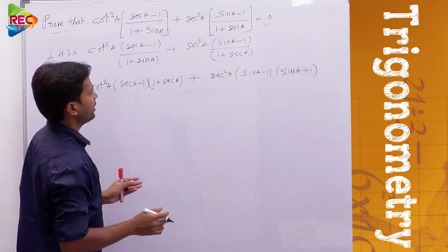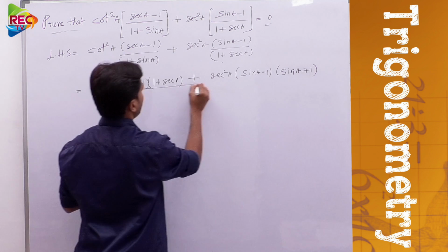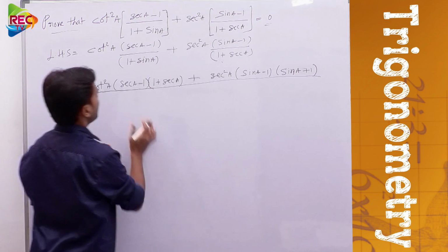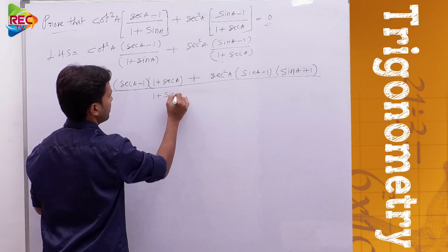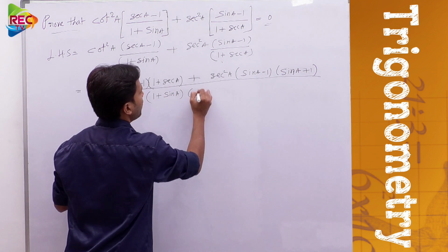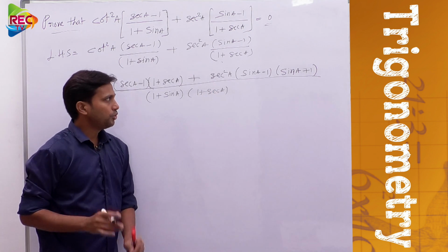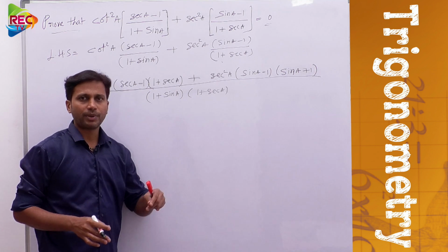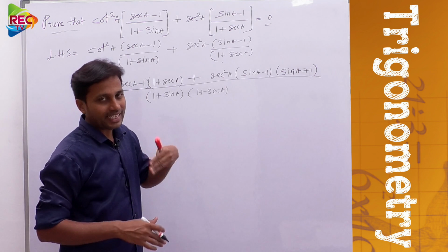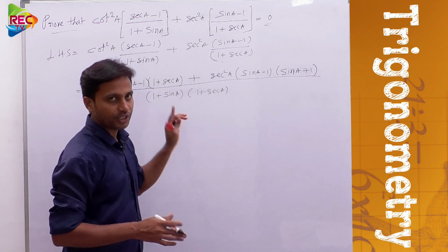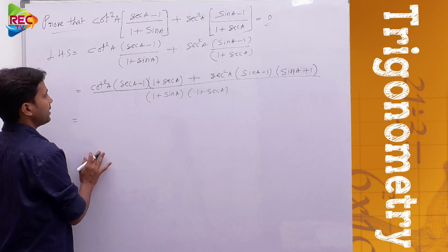Then the total denominator is 1 plus sin A into 1 plus secant A. Now we don't need to worry about this denominator part. First of all, solve the numerator. We don't need to bother about the denominator part in this problem.